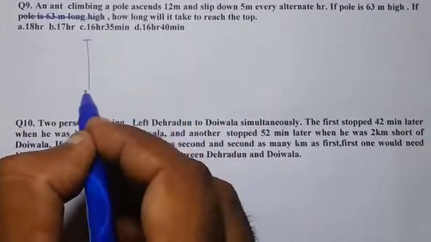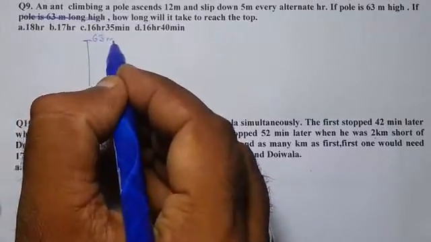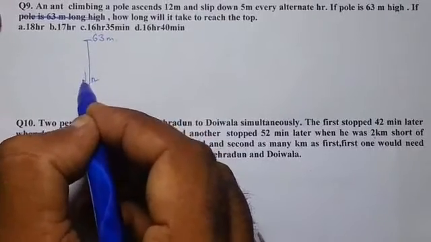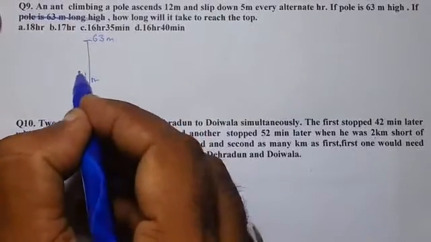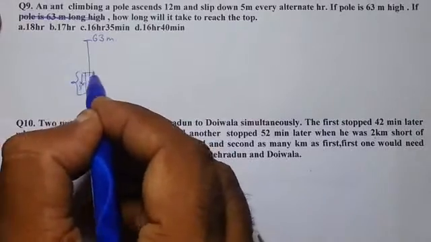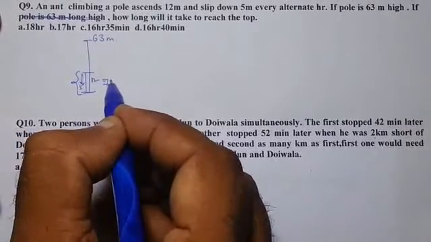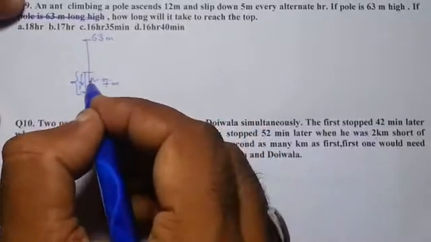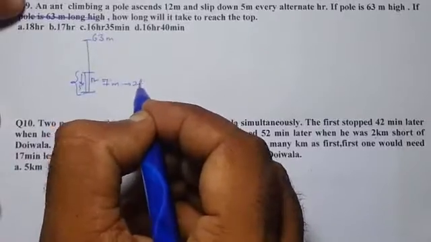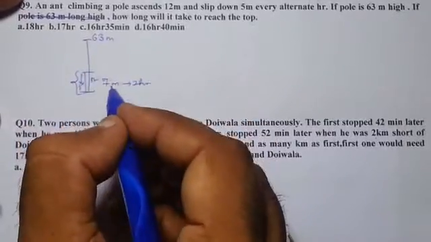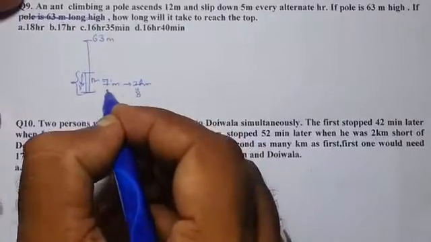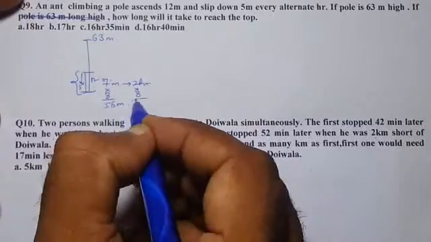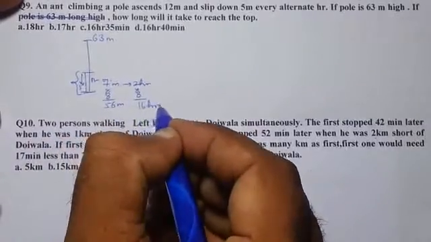So this is a pole. It's of length 63 meters. Now an ant goes 12 meters up and then 5 meters down. So in every stretch of 2 hours, it goes 7 meters up, right? Now it has to go 63 meters. So let us see in 8 stretches, how much does it move? In 8 stretches, it moves 56 meters in 16 hours, right?